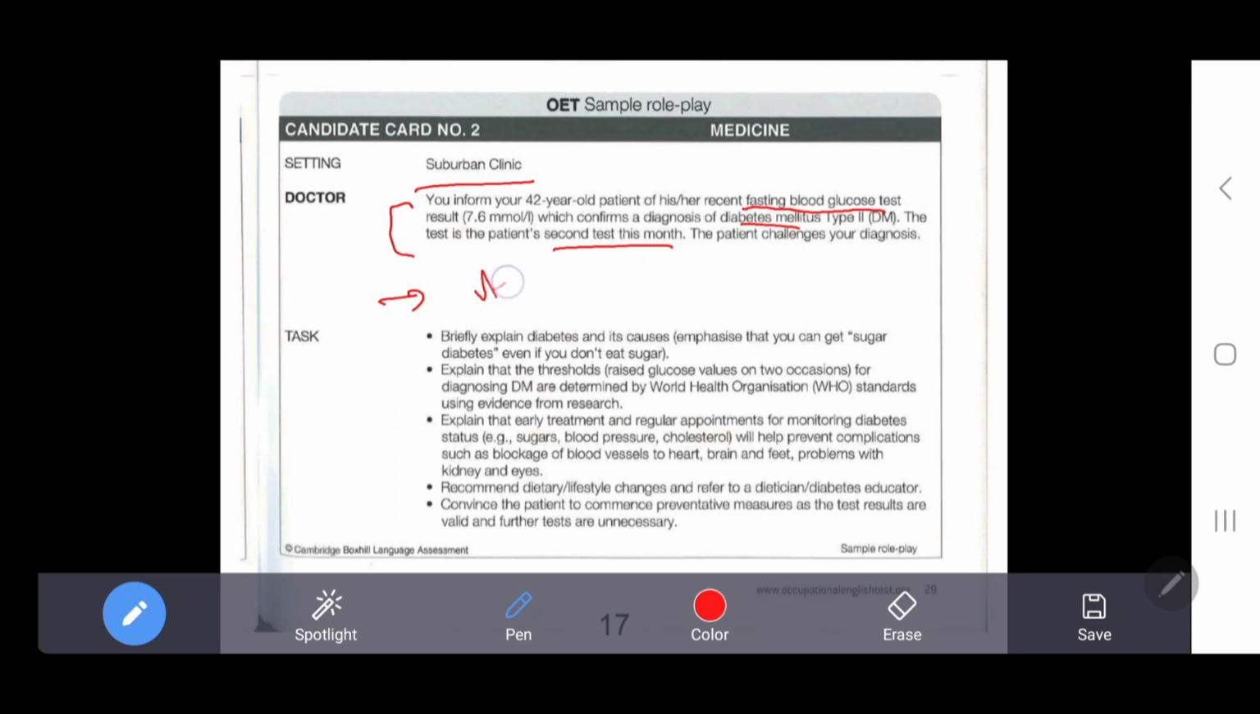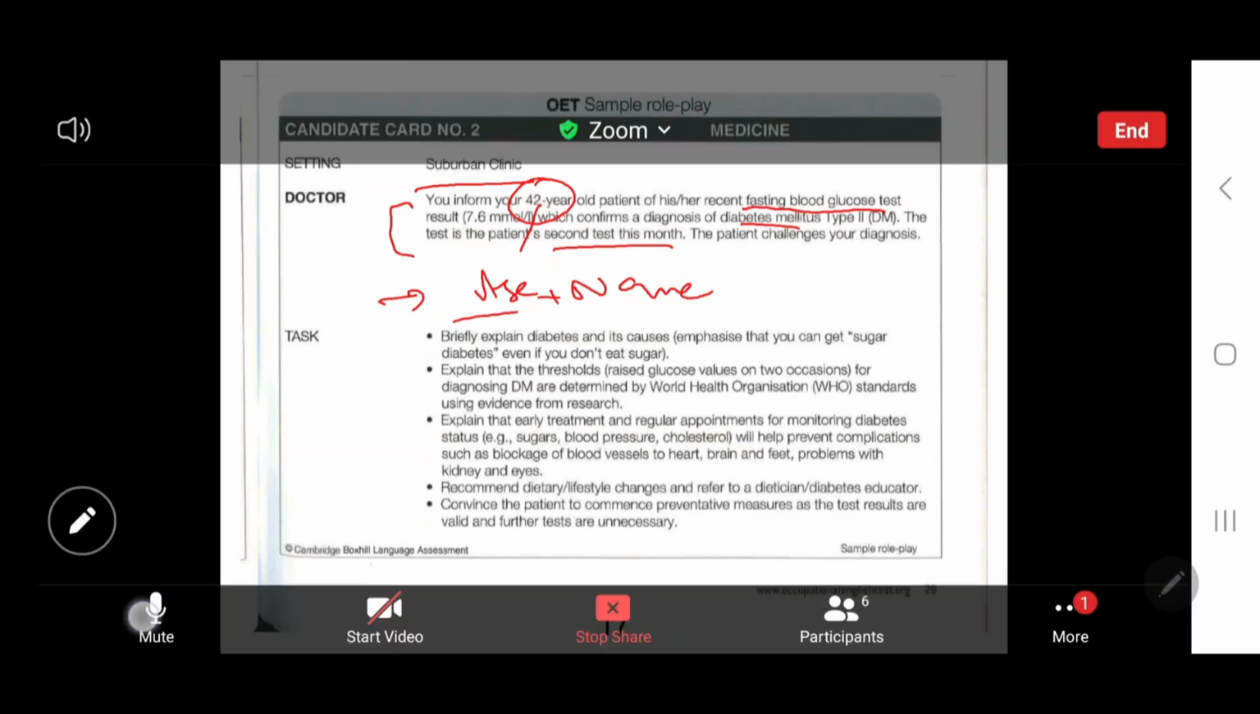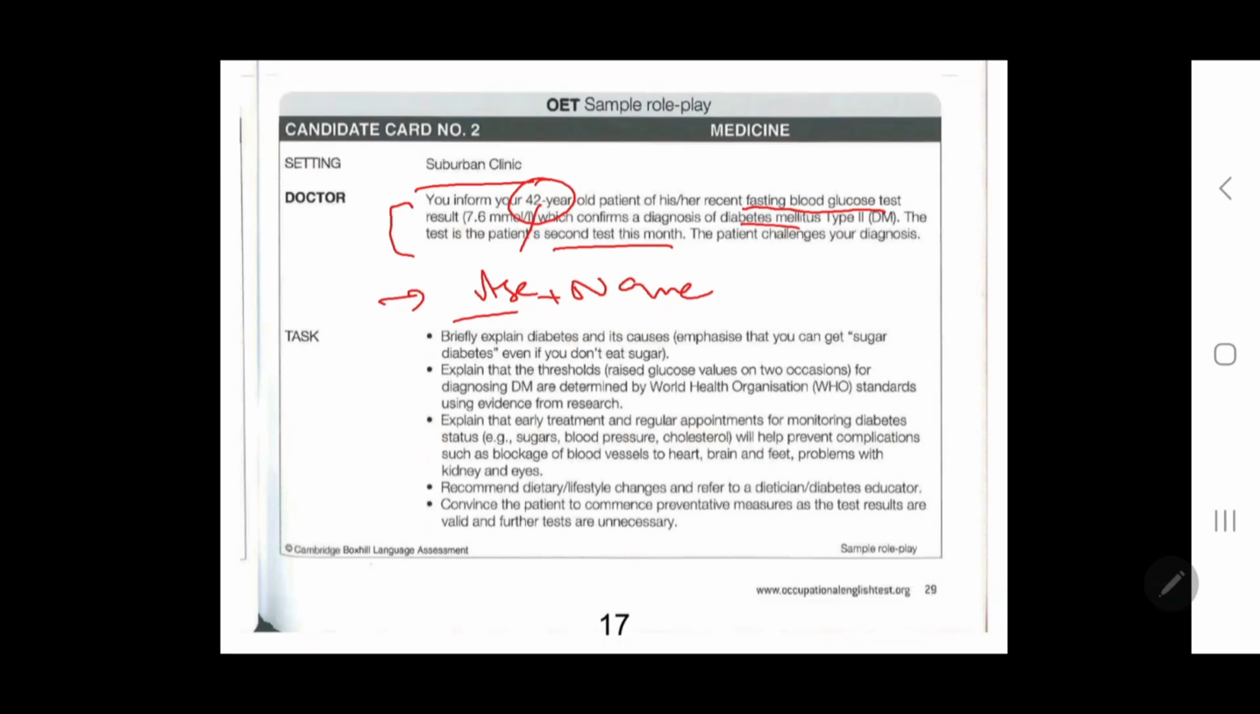Again, regarding the age or the name of the patient, the age is being mentioned. So basically, you can discuss the age and name of the patient right over here. The patient is 42 years old and he's coming to see the reports for the second time. So how can we start the card? We can start the card again with the name of the patient.